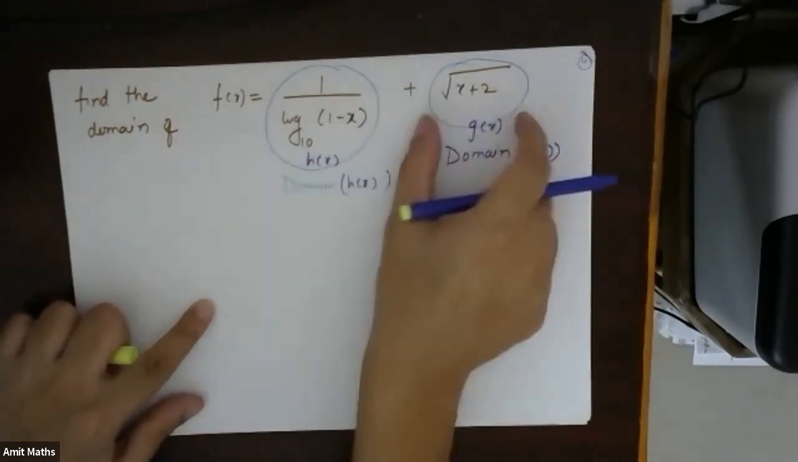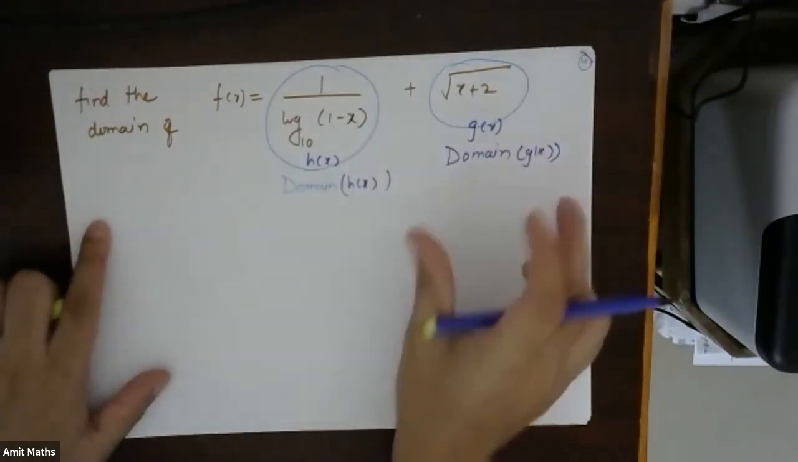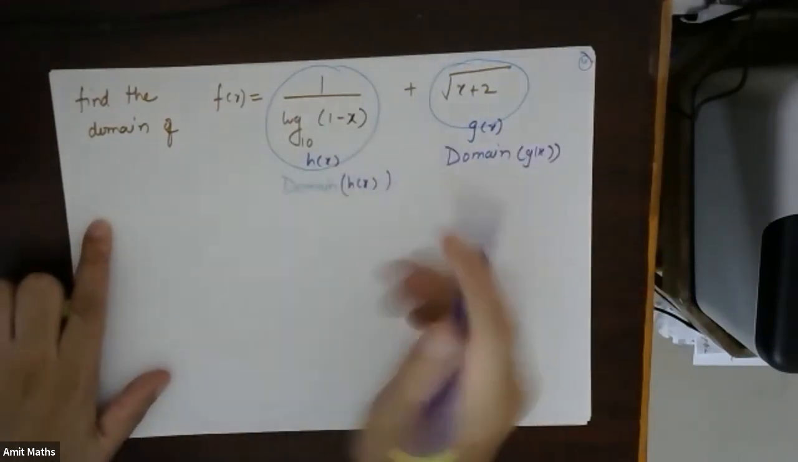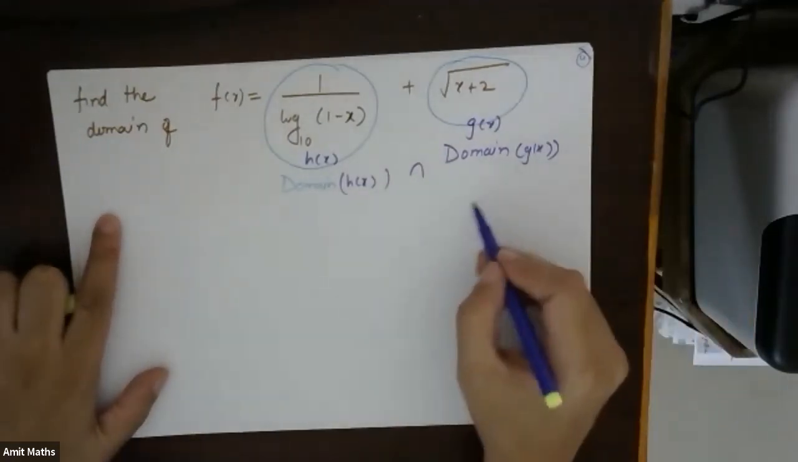So these two functions I can take separately, h of x and g of x. Now the domain of this and the domain of this, I will have to take the intersection. Why? Because suppose some values of x which this cannot take.